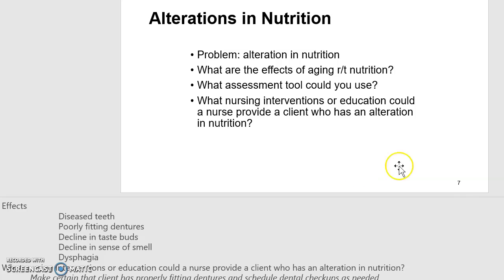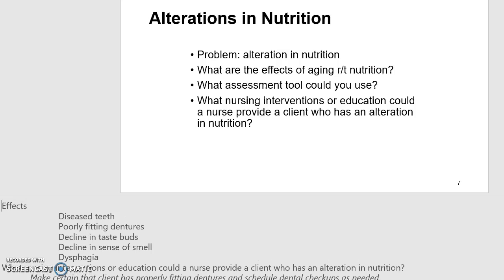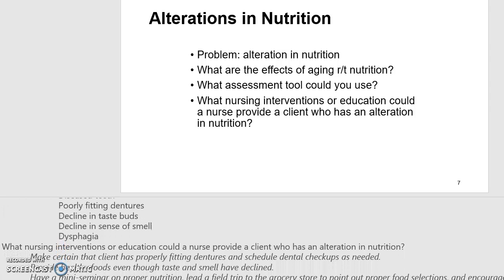Next slide is alteration in nutrition. What are the effects of aging related to nutrition? What assessment tool could you use? What nursing interventions or education could a nurse provide to a client who has an alteration in nutrition? Gum disease or problems with teeth or poorly fitting dentures definitely contribute to alteration in nutrition. A decline in taste, a decline in smell. Remember, those are very related to eating.